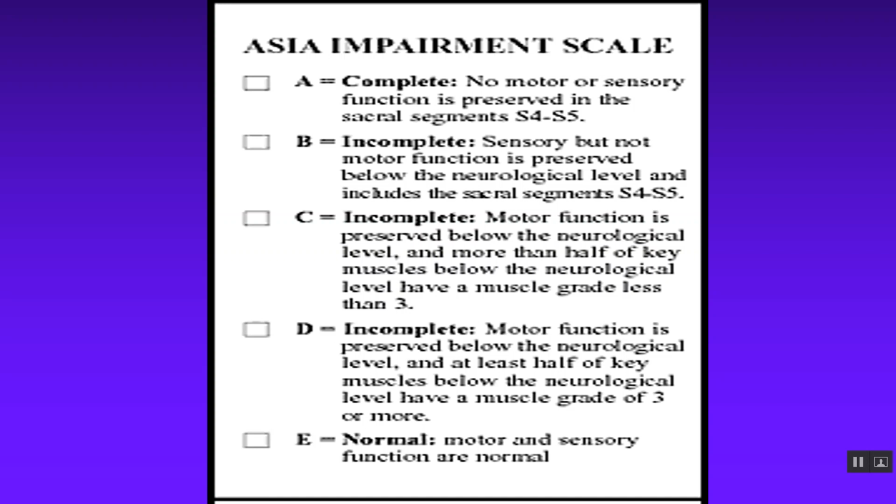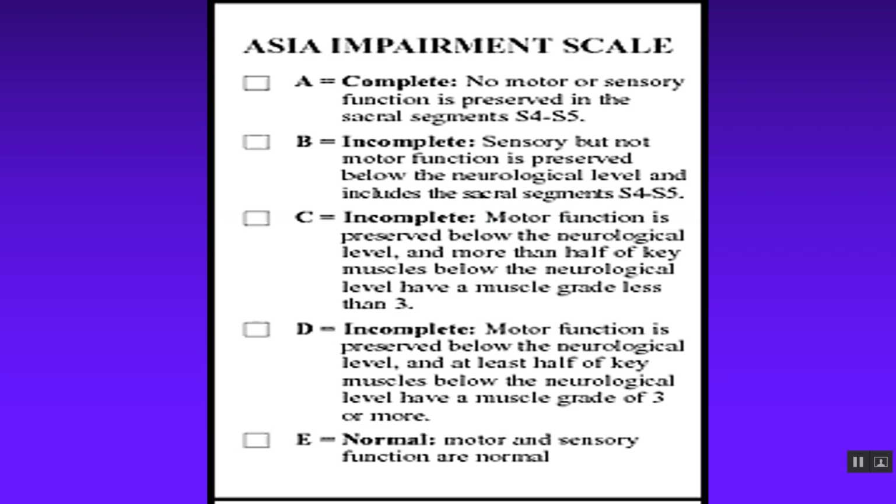C is a motor incomplete. So now we're starting to see some motor function preserved below the neurological level, and more than half of the key muscle groups, which are basically your myotome groups, they're testing your major myotomes, more than half of those key muscles below the neurological level have a muscle grade less than 3. So they might be able to move them, but they're not moving them against gravity. They're less than 3. It's a motor incomplete level C.